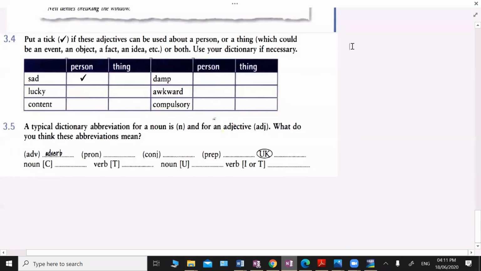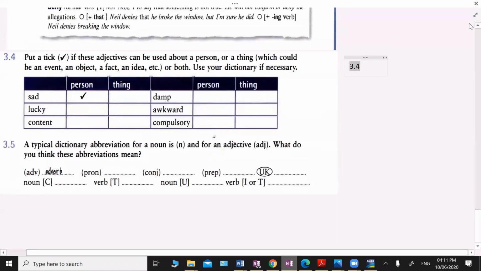And we will just look at 3.4 and we will try to answer this one. 3.4 says, put a tick if these adjectives can be used about a person or a thing, which could be an event, an object, a fact, an idea, or both. Use your dictionary if necessary. Okay, for example, can we use sad for a person?